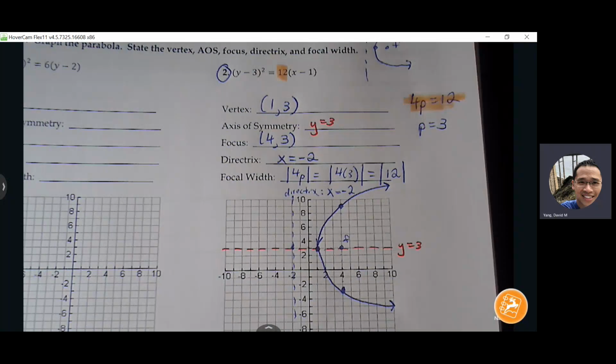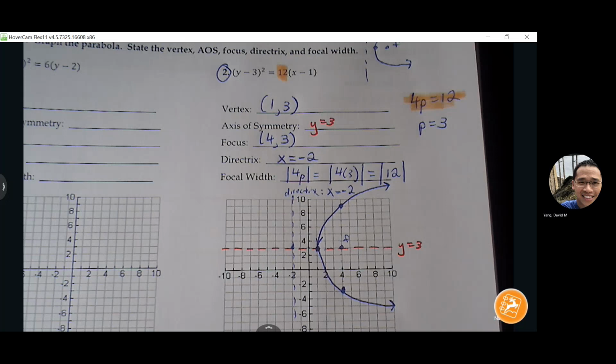Now, when you hit the focal width, make sure you still have the parabola continuing to expand. So don't let it hit the focal width and just flatten out, right? There's not going to be any sharp turns. There's not going to be any flat surfaces. It's always going to be continually opening up. The focal width just gives you an idea how wide to initially start off your parabola.